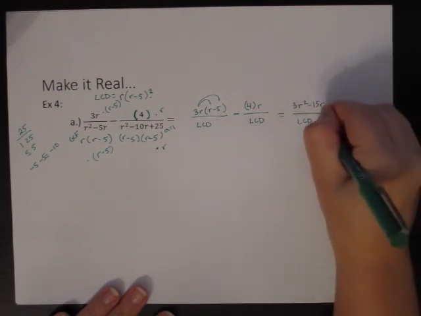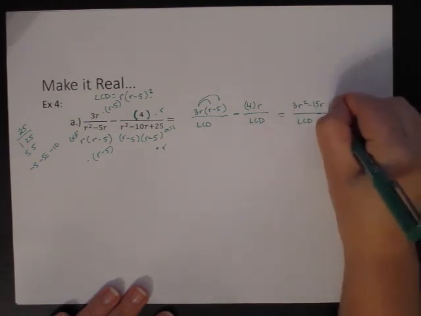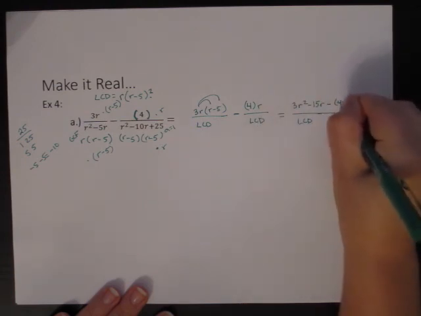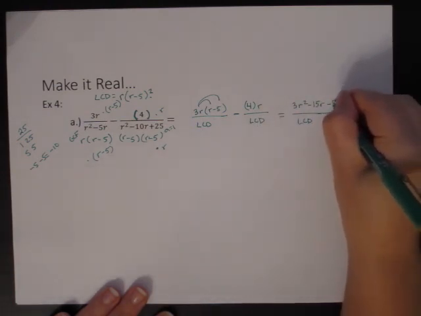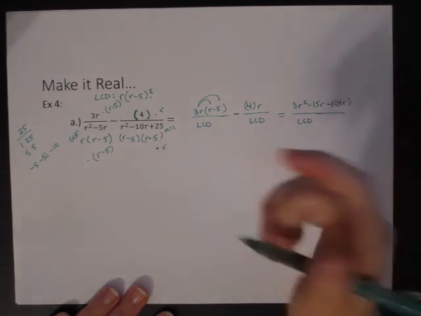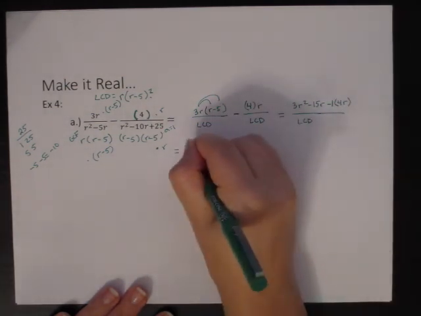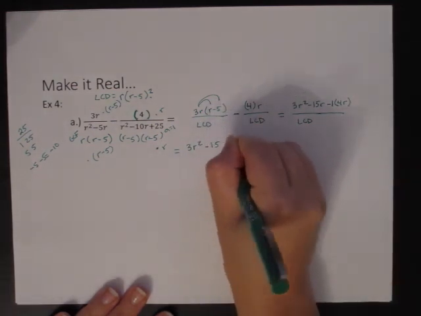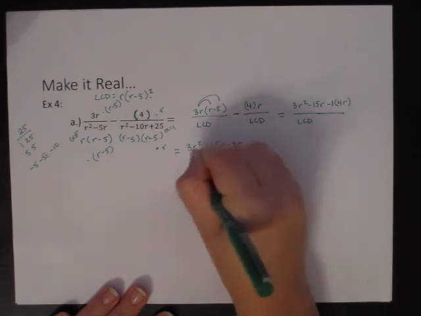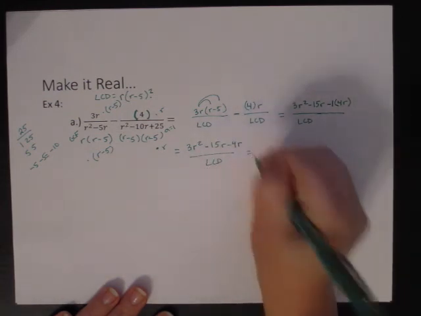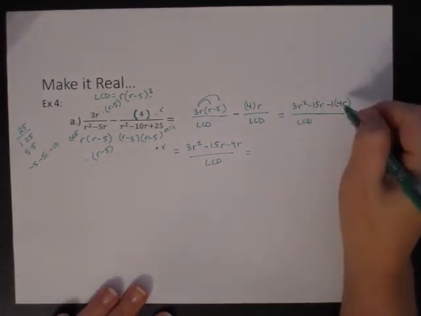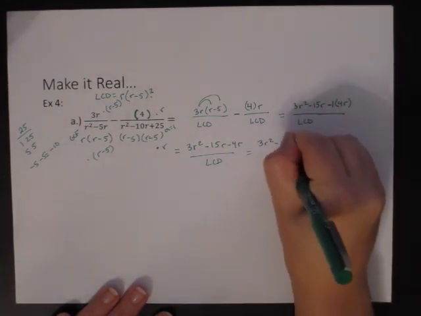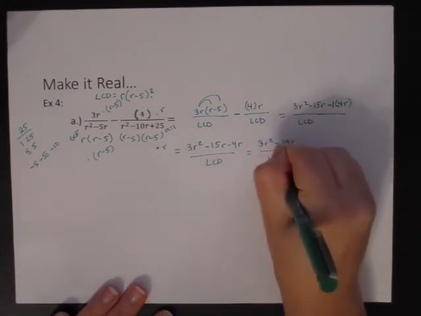And then actually, I'm going to go ahead and combine it all together right now. So then I've got negative 4 times r is 4r. Okay? Now, for this one, if I was distributing the negative 1, it just changes it up just a little bit. So I've got 3r squared minus 15r minus 4r over LCD. You don't necessarily need to show that point if you see it right here. So now I combine my like terms, so I've got 3r squared minus 19r over LCD.